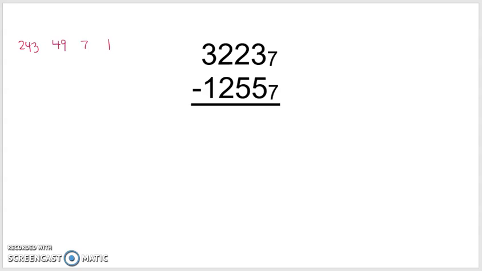All right, so I cannot take 5 1s from 3 1s, so I'm going to exchange. I'm going to borrow from the 7s column. Leaves me with 1 7. And remember, I'm not just adding, I don't write 13 here, I'm borrowing 7. And again, this is what I like to do. I like to cross out the 3 and actually write it in base 10. So this is going to be 3 plus 7 is 10. Now I can take 5 from 10. That leaves me with 5.